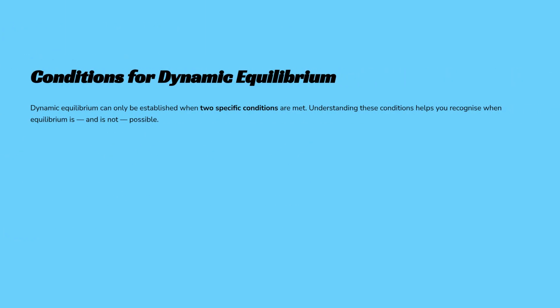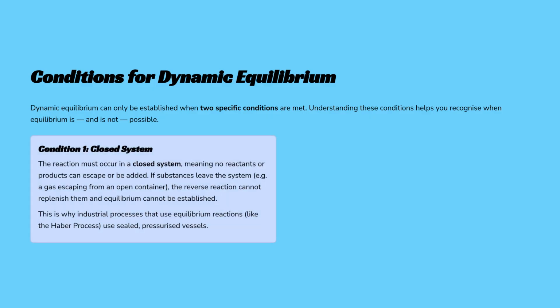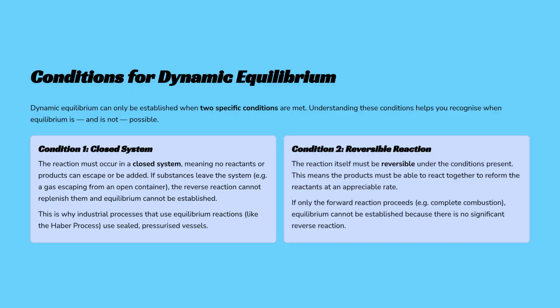Dynamic equilibrium requires 2 specific conditions. First, the reaction must occur in a closed system so no substances can escape. Second, the reaction itself must be reversible under the conditions present. If the reverse reaction is negligible, equilibrium cannot be established.